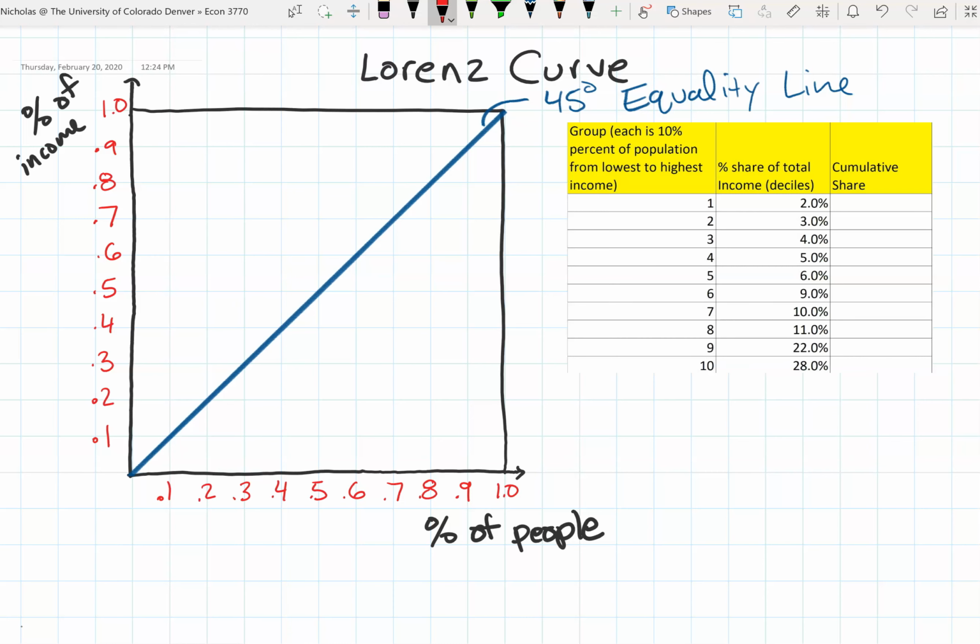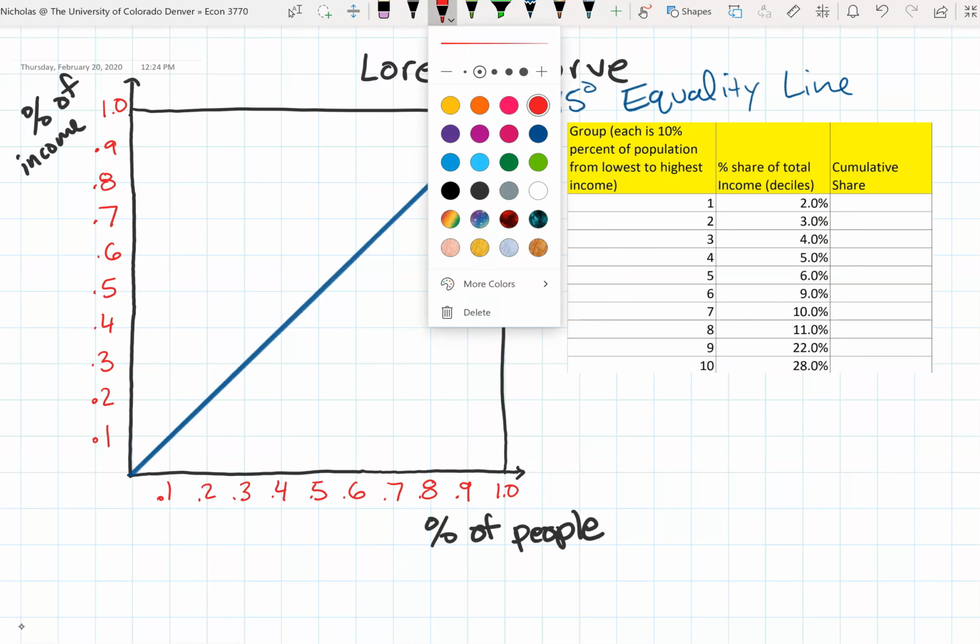Okay, on the right-hand side, I have some data, and this is data divided into deciles. So the deciles are, each one of these groups is 10% of the population. And then it shows how much each group shares of the total income. Okay, total income for the country, how much is shared by each group. And then what we have to do to finish this is get the cumulative share. So let's go ahead and do that part real quick.